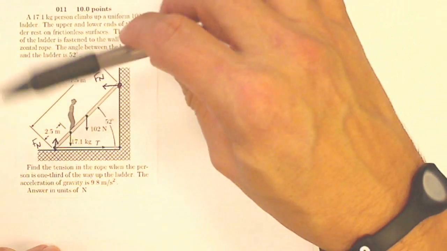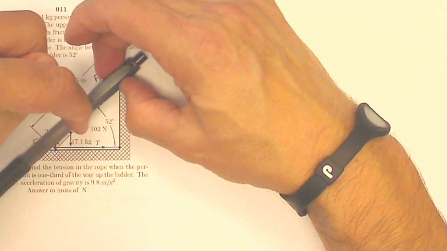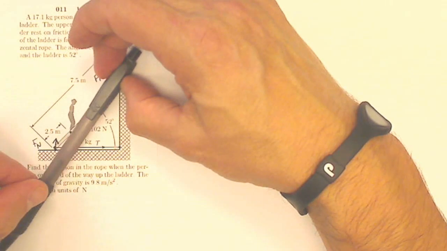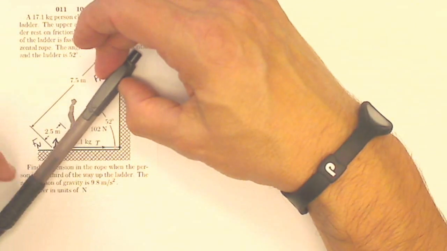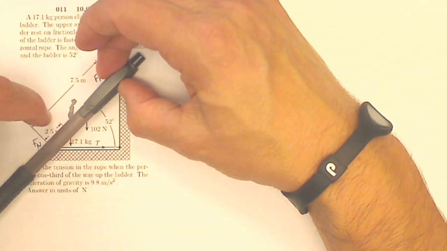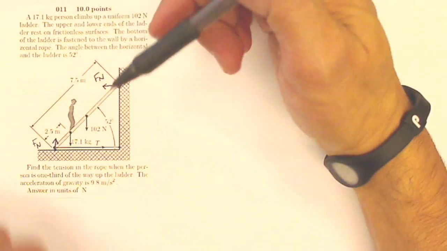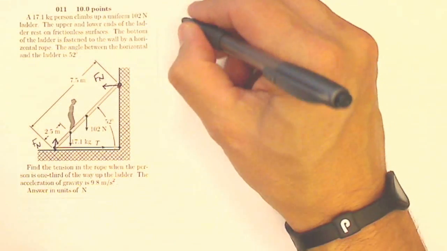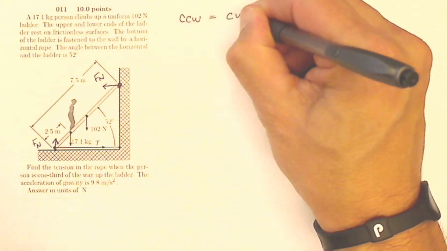So each one of these forces is going to do something. If I pick this as my pivot point up here, then the gravity of the ladder is pulling it counterclockwise. The gravity of the person is pulling it counterclockwise. The tension is pulling it counterclockwise. And this normal force from this end is pushing it clockwise. So again, I'm going to have a torque problem where I've got my counterclockwise equals my clockwise.